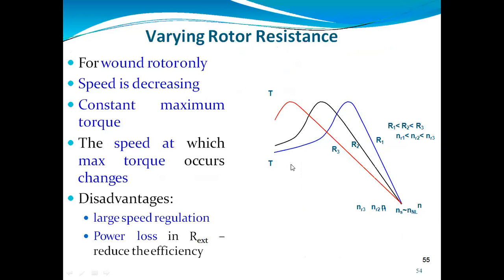Now we can see the remaining two methods. These are nothing but varying rotor resistance and varying supply voltage. So firstly we will see varying rotor resistance.